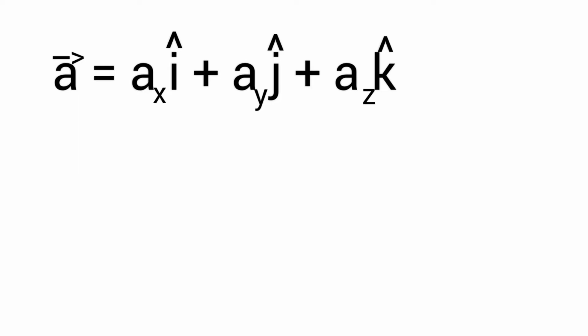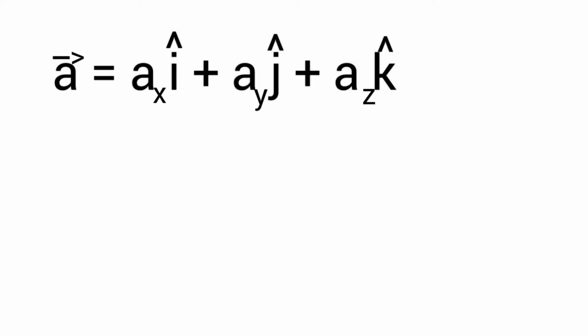Uniformly accelerated motion in one dimension. We know that acceleration is a vector, so an object in space with an acceleration a can be written in 3 dimensions as a_x i hat plus a_y j hat plus a_z k hat.